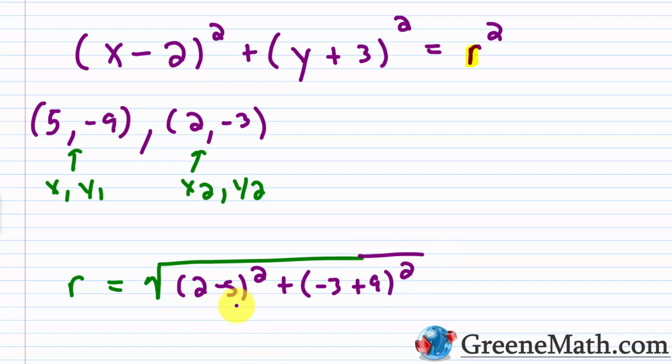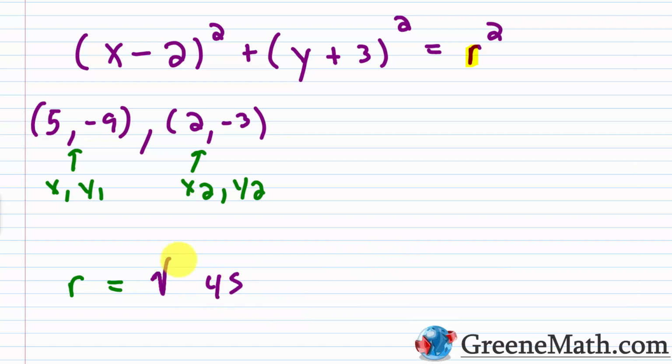So 2 minus 5 is going to be negative 3. Negative 3 squared is positive 9. So this is 9. Negative 3 plus 9 is 6. 6 squared is 36. So if I add 9 and 36, I get 45. So I get the square root of 45 here. Let me just clean this up a little bit. So I know that 45 is what? It's 9 times 5. Square root of 9 is 3. So I can say this is 3 times square root of 5. And so this is my radius.